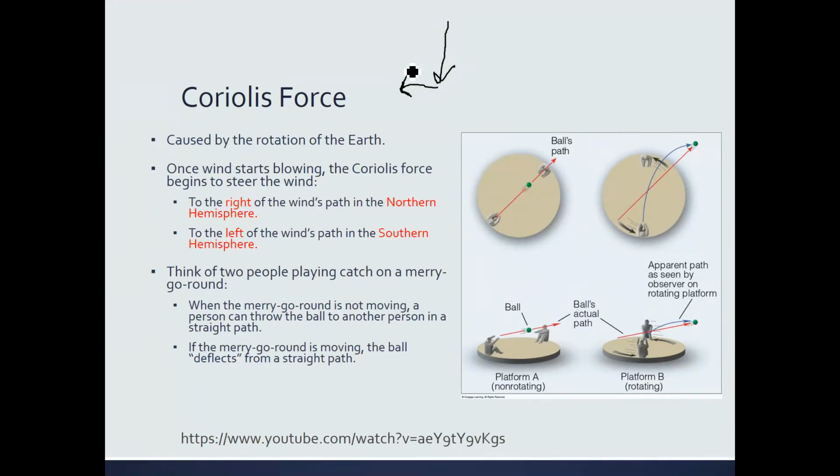So this merry-go-round analogy kind of helps you understand this. But again, what I really want you to get is Coriolis force steers wind to the right in the northern hemisphere, to the left in the southern hemisphere.